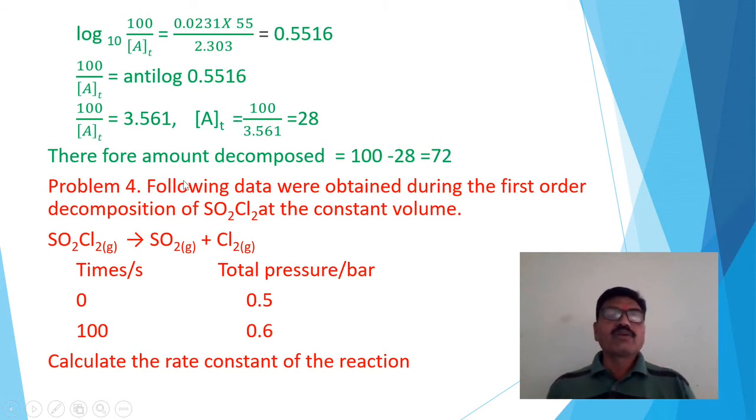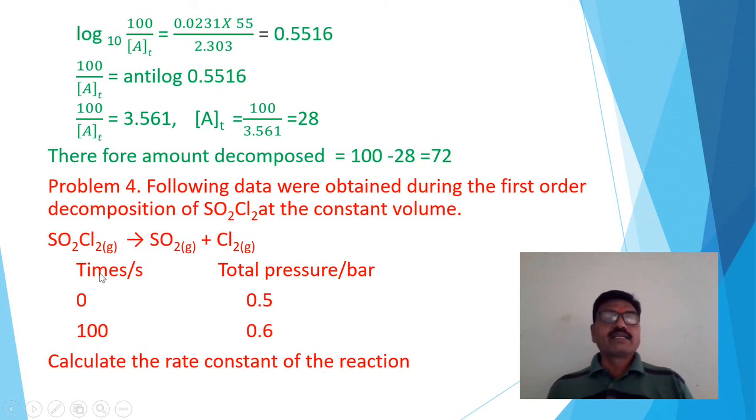Then one more last numerical. Again this is slightly different from the first one. The following data were obtained during the first order decomposition of SO2Cl2 at constant volume. Now see what data is given there. The decomposition reaction is given there. Thionyl chloride decomposes like this. So see what is the difference. Here this is a gaseous reaction, a gas phase reaction. This is a first order reaction, no doubt, but this is a gas phase reaction, not in solution.